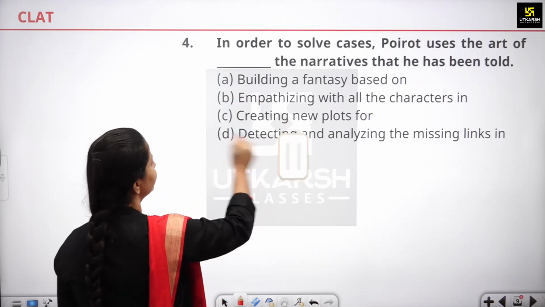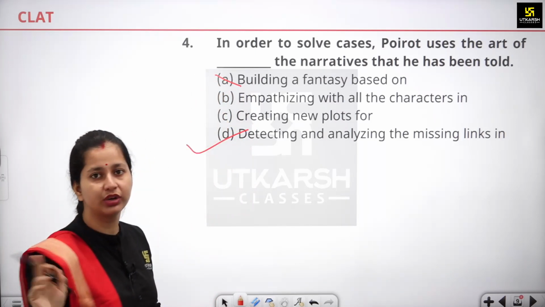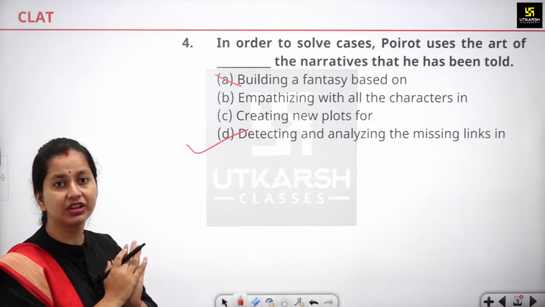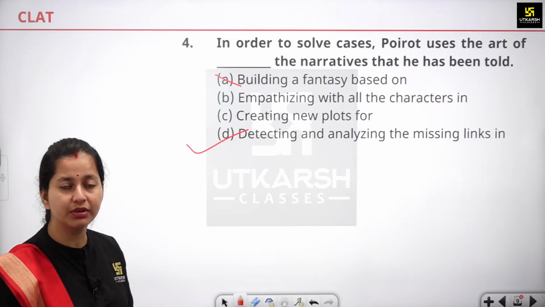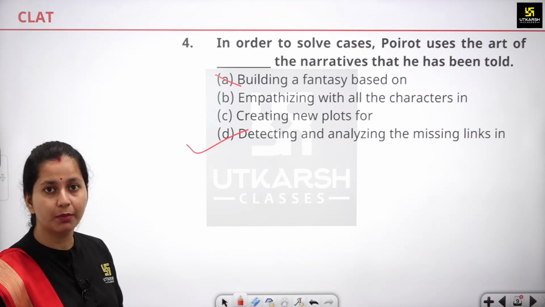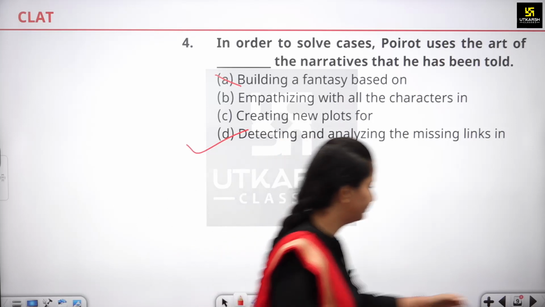This is the correct answer. He usually does not build a fantasy. He usually tries to just look for the credibility and ambiguity of the information and then tries to join the jigsaw puzzle, to solve the jigsaw puzzle and detect and analyze the missing links that were there in them.